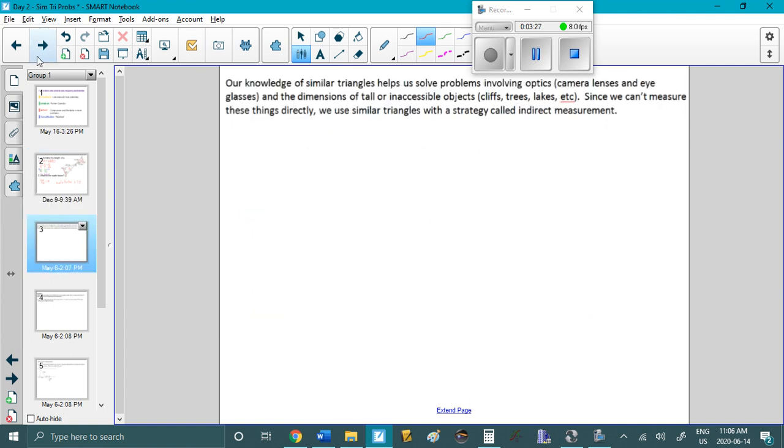Okay, so that's your first 5-minute question. Now we'll move on to today's lesson, which again, it's really, really quick, and it might even be easier than lesson 1. So our knowledge of similar triangles helps us solve problems like optics, so camera lenses, eyeglasses, and it allows us to find the height of tall objects.